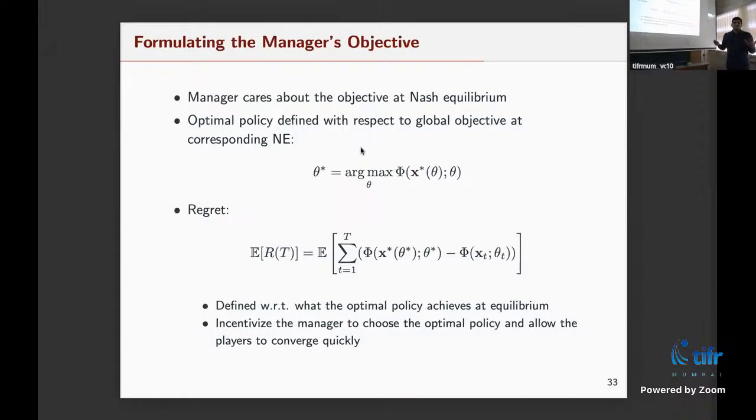It's a modeling choice, but it is important to formulate the objective of the manager. The manager cares about the global objective at the Nash equilibrium. So the optimal policy is defined as the one which has the maximum global objective at the corresponding Nash equilibrium. The regret is also defined in terms of that. There could be other ways of defining the regret, for example, just in hindsight, what was the best policy to implement at each time. We define it this way. It's a modeling choice, but the intuition behind it is that we want the manager to choose an optimal policy and converge to it quickly, not switch between different policies again and again, which would make sense in a multi-agent setup because changing the policy at each time step is not desirable for the players.